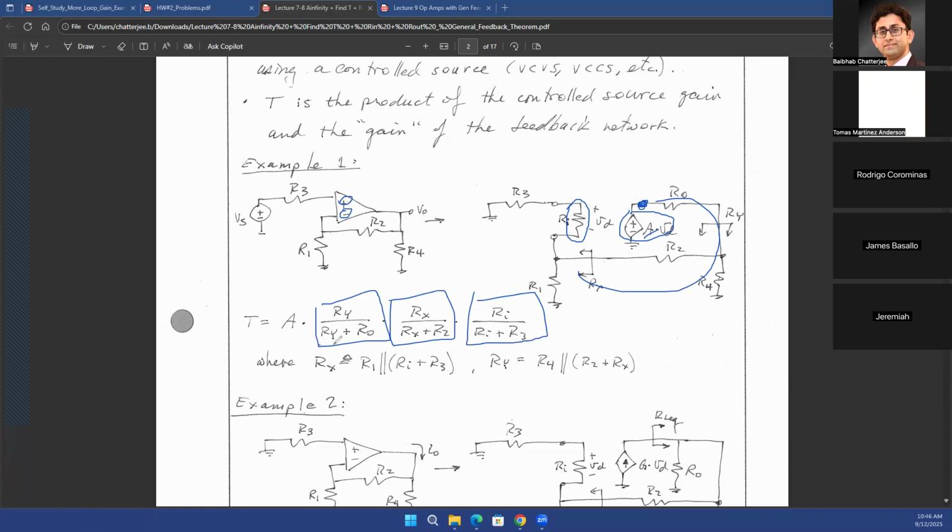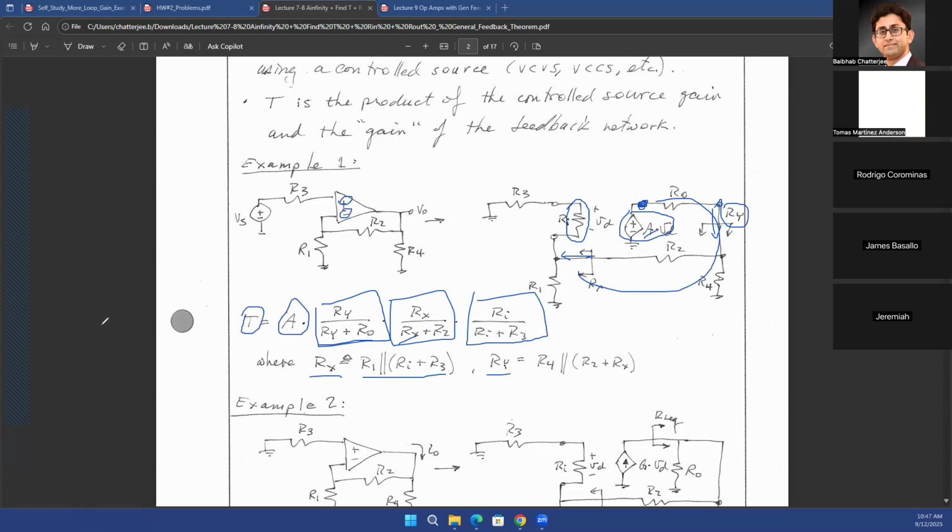And of course, Rx and Ry were resistors that we used for simplification. Ry, for example, is the resistance that you see looking down at this particular node, and Rx is the resistance that you see looking on the left side at this particular node. You can also write down Rx and Ry in terms of your known resistances, R1, R2, R3, and so on. Then you can find out what would be your beta. Then you find out your T by multiplying A with beta.